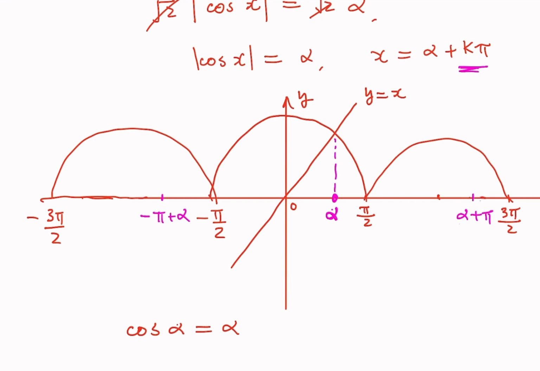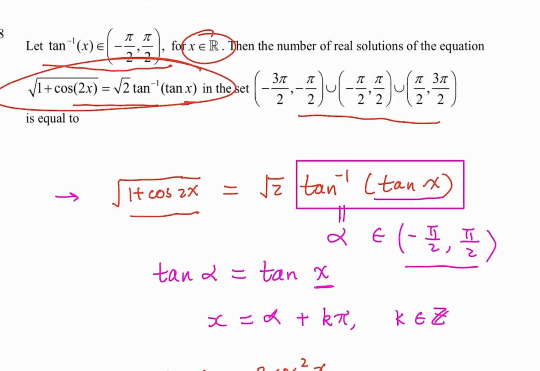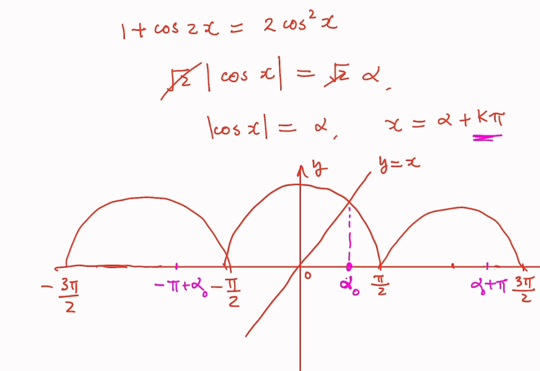So the total is three solutions. Let's say this is called alpha 0. So alpha 0 satisfies this equation, and so do alpha 0 plus pi and alpha 0 minus pi. So the answer to the original problem is that we have 3 real solutions over this interval, as marked in the diagram.